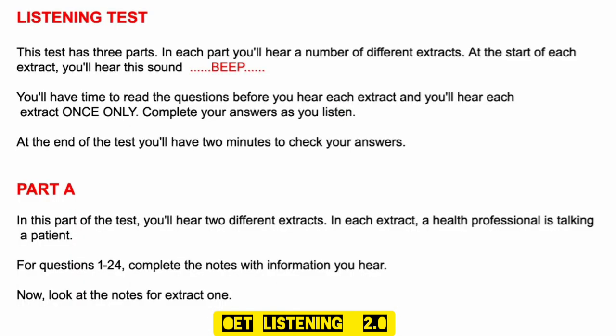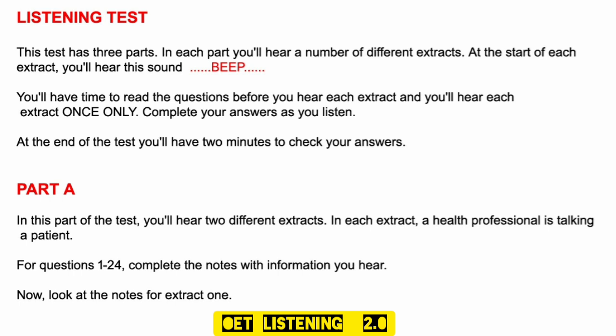The listening part of the Occupational English Test has 3 parts, and in each part you hear a number of different extracts. At the beginning of the test, you will hear a beep sound. You have time to read the questions before you hear the extracts. You will hear each extract only once. You have to complete your answers as you listen. At the end of each test, you will be given 2 minutes to check answers.